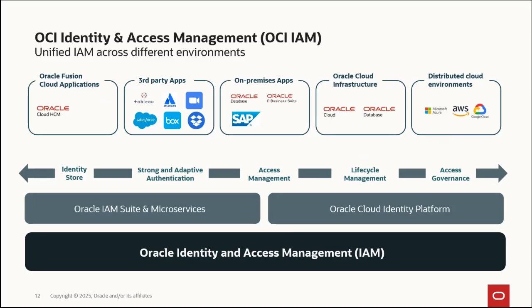Identity and access management acts as an identity store. It helps with authentication, access management, lifecycle management of those users, and also access governance that gives you visibility to govern access to cloud as well as on-premises environments. And all this is combined into OCI IAM.